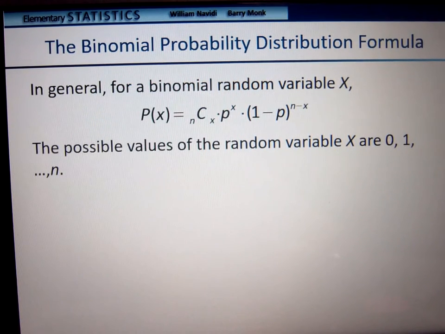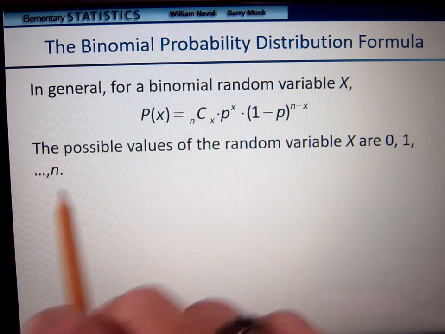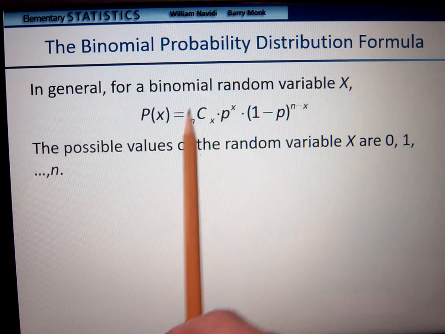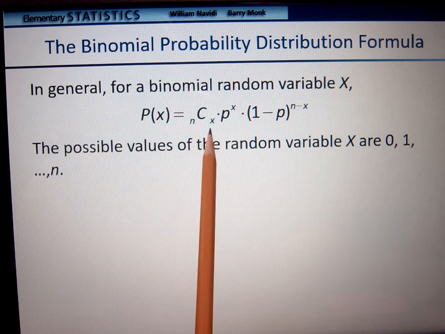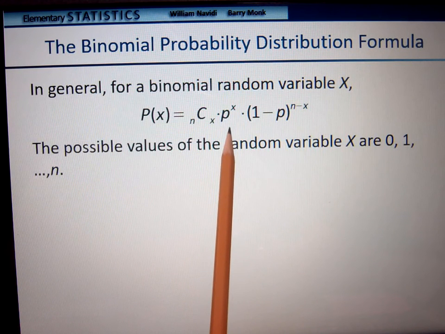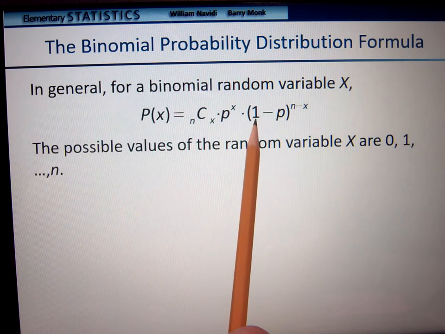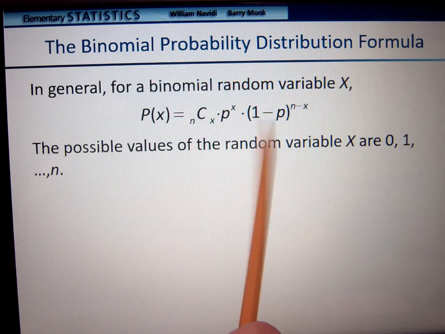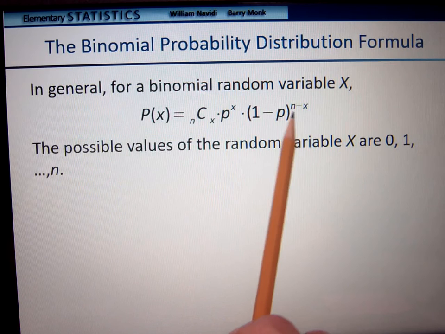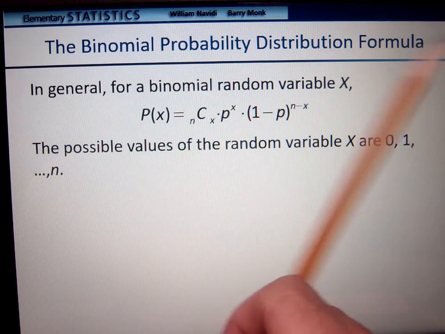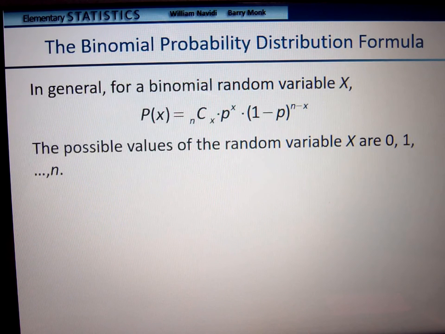So here's the scary looking formula. But if you look at it carefully, you'll see it's not so scary. For a binomial random variable, we have the combination. Now we know how to do this. We learned it before. Times the probability of success, X number of times, and then 1 minus the probability, which will give you your failures. And then these two exponents together will add up to give you your total number, N.